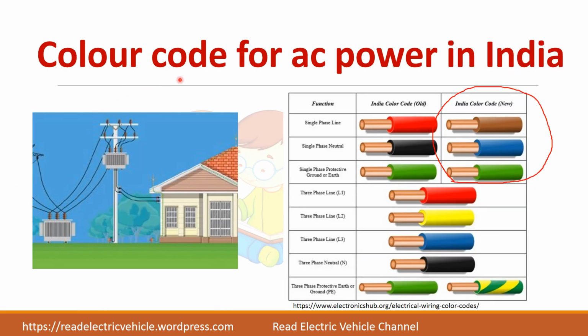If you see the color code for AC power in India, earlier we were using red and black for the single phase circuit. Now we are going for brown and blue. Though in many applications we find only the older color code, this is the new color code.